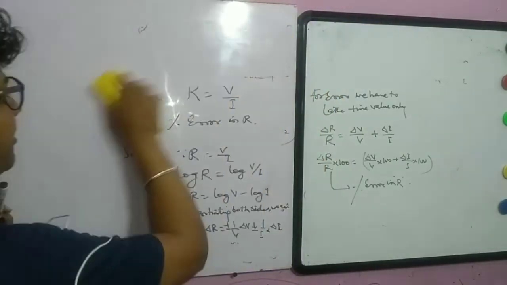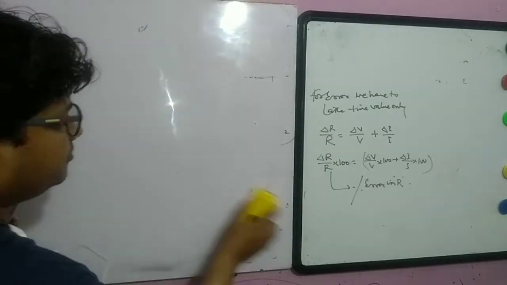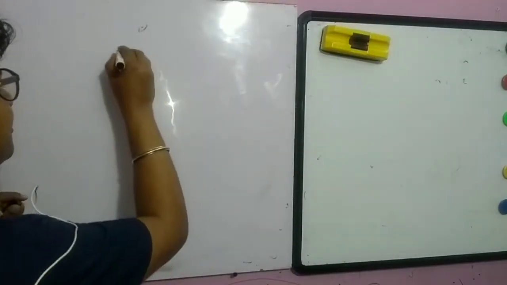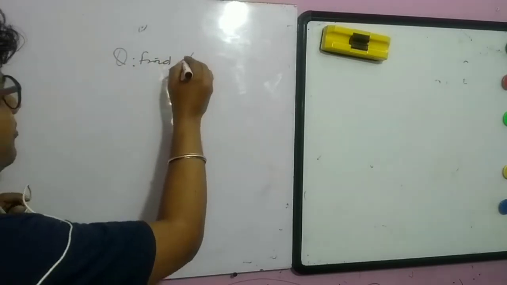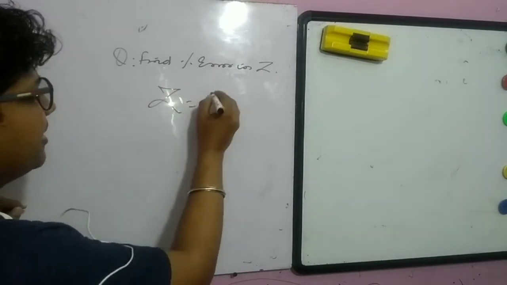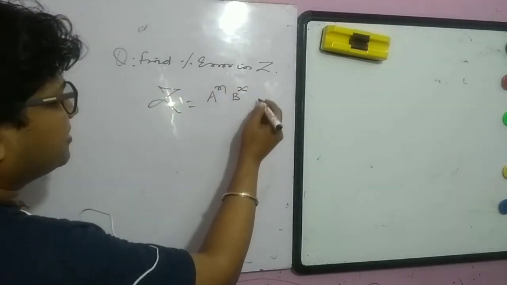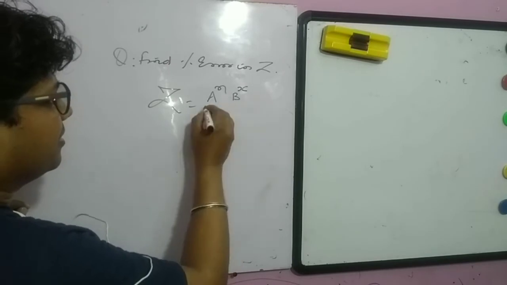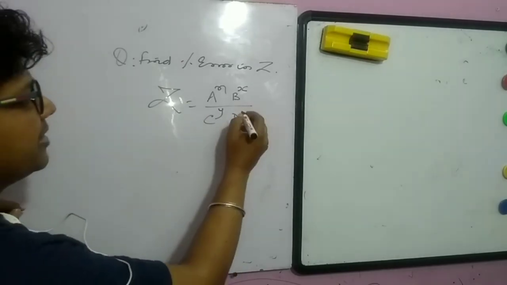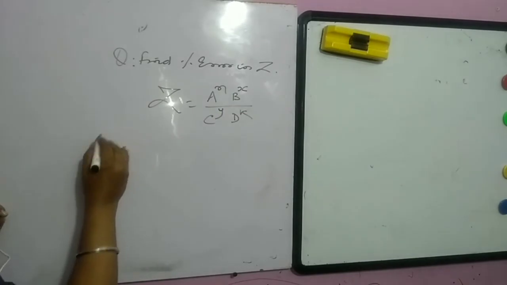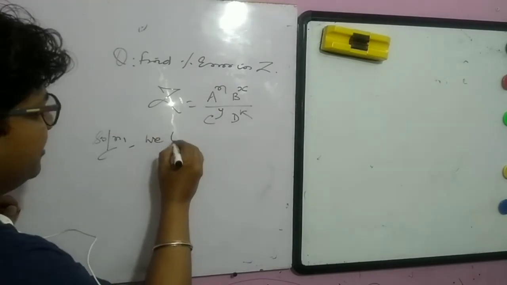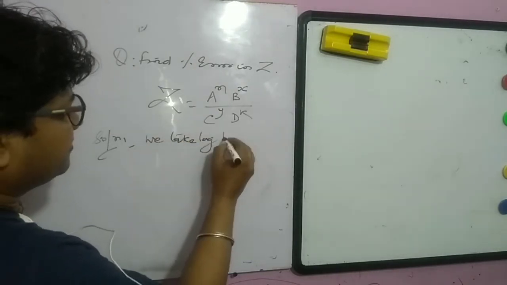One more example I would like to take. Suppose you have to find the percentage error in Z, and Z is given by A to the power x B to the power y divided by C to the power z D to the power k. What we are doing here? Solution: we will take log on both sides.